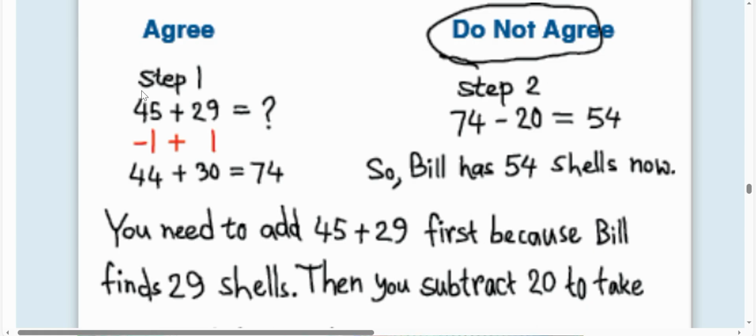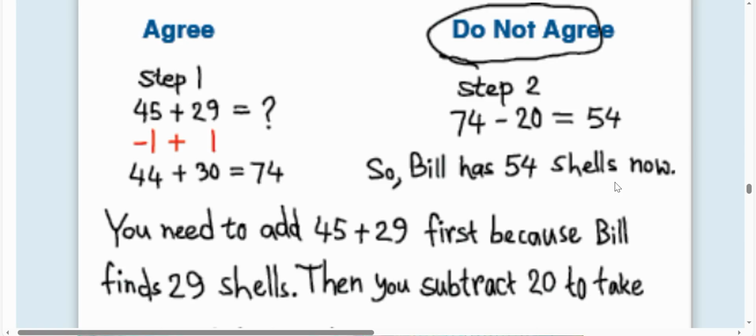Step 1, we must add 45 plus 29. We can add 1 to 29 to make 30, and 45 subtract 1 is 44. We can put them together, and the result will be 74. Step 2, 74 subtract 20 equals 54. So Bill has 54 shells now.